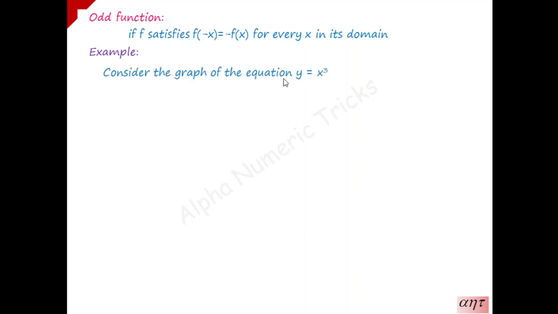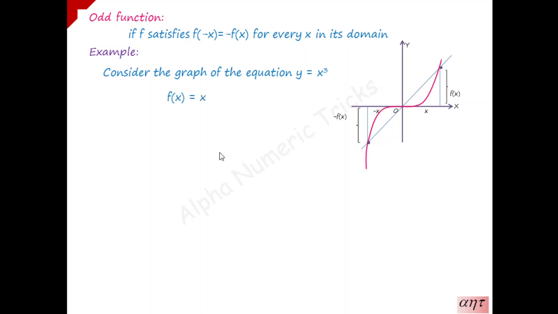Consider the graph of the equation y is equal to x cube. Here is the graph, with the x-axis and y-axis, and it is symmetric about the origin. That is, from both sides of the origin it is at equal distance. Here f of x is from this point to this point, and from this point to this point is minus f of x. So this is our equidistance. From this we can say that an odd function is symmetric about the origin.